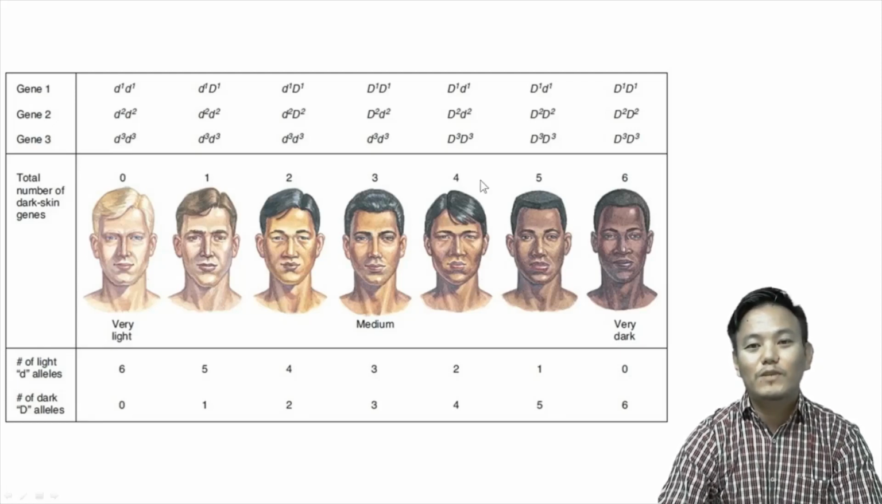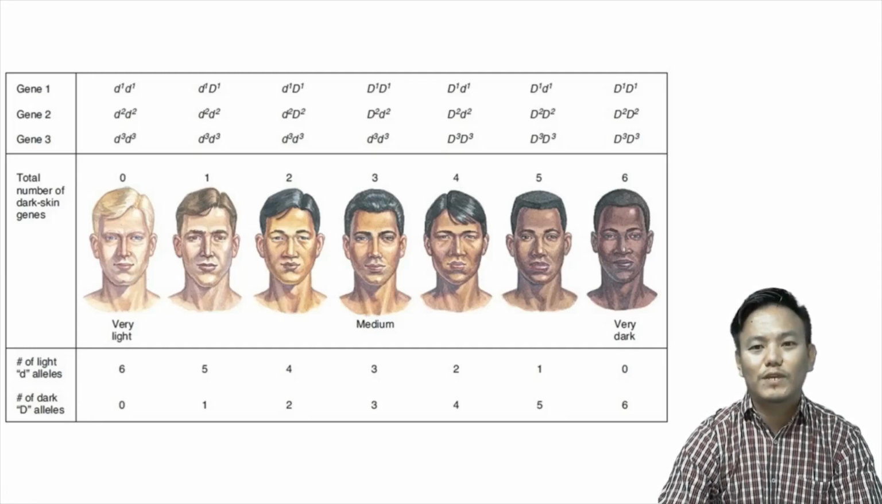And in between, you can just do the counting. This particular person, who is a little bit lighter than the darkest person, will have only one recessive allele. So it doesn't matter whether the first gene is recessive, or the second gene is recessive, or the third gene is recessive. It doesn't matter. The important thing is he should have 5 dominant alleles for the dark alleles and 1 recessive allele.